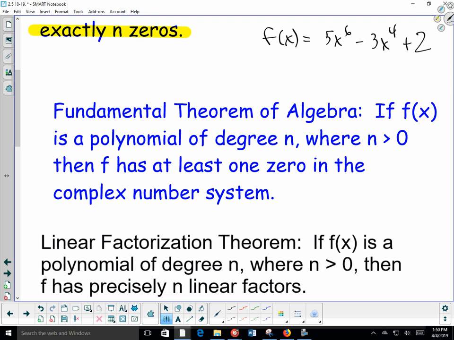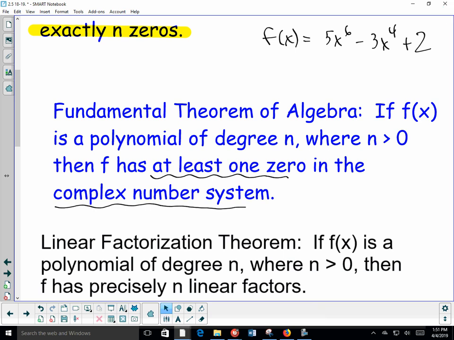You don't need to write this down. If f of x is a polynomial of degree n, where n is greater than 0, then f has at least 1 zero in the complex number system. Well, I personally think that this is not nearly as interesting as what we just talked about, because at least 1 is not very specific. What we want to know is exactly how many there are. So if it's a degree 4, there's going to be 4. If it's a degree 8, there's going to be 8. Again, they might be real, they might be imaginary, they might be repeated, but there's going to be that number.